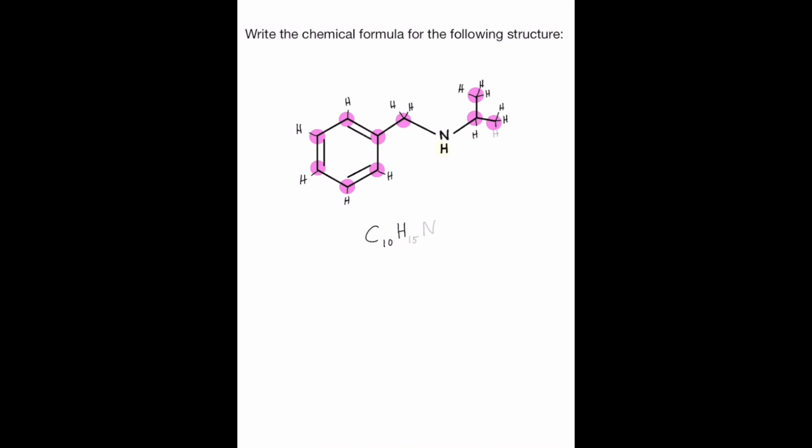When we count up the number of hydrogens on all the carbons, we get 14, but we can't forget the hydrogen that is part of our amine. So that means our formula gives us H15, and including the nitrogen, we've got our N. So the chemical formula is C10H15N.